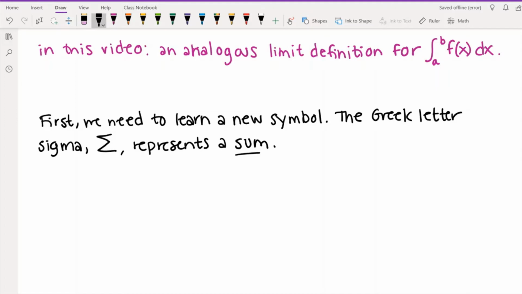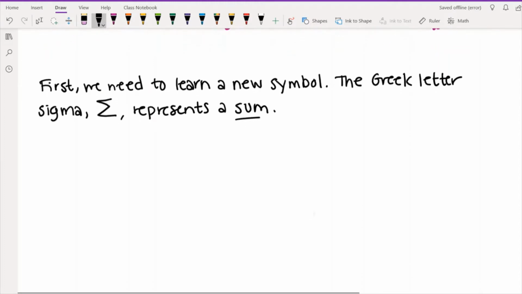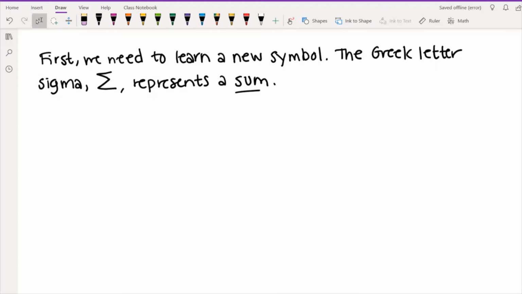I don't know for sure, but I'm guessing it's because sigma in Greek is like their letter S, and so S is for sum. So for the way that we're going to use this symbol, I'm going to write something down that I'm pretty sure is going to look very confusing at first, but once we do some examples, you'll feel okay with it. So just bear with me, and you'll see this is going to have a lot of different letters and symbols in it.